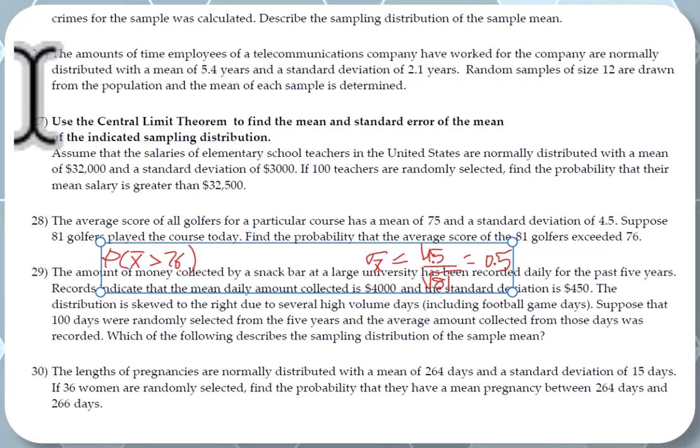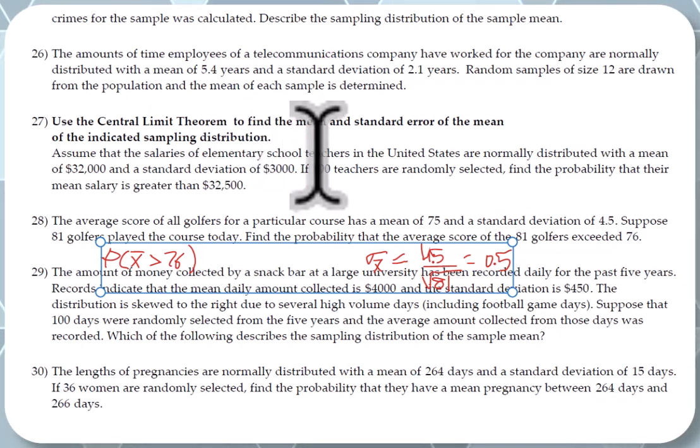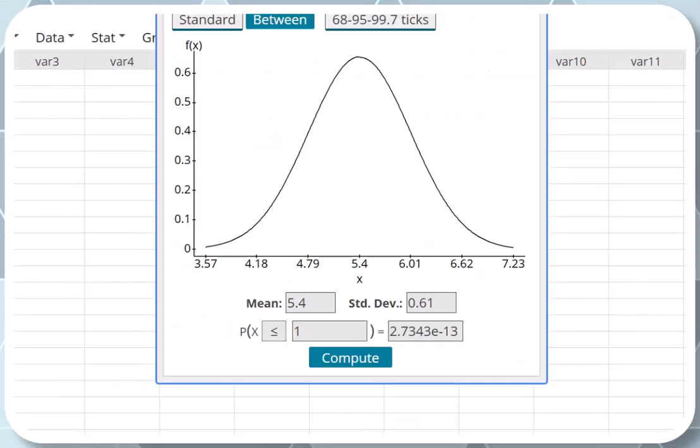The mean will remain the mean, so it's going to be 32,000, but the standard deviation changes. So the new standard deviation, which is called the standard error of the mean, will be 3,000 divided by square root of 100. Square root of 100, guys, is 10. So 3,000 divided by 10 is 300. So when you go to StatCrunch, you cannot use 3,000. You must use 300. So let's go and do it in StatCrunch.